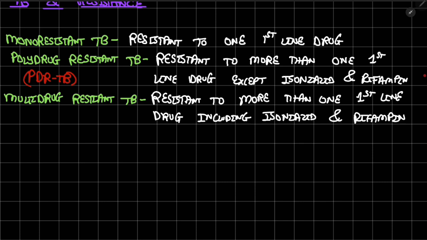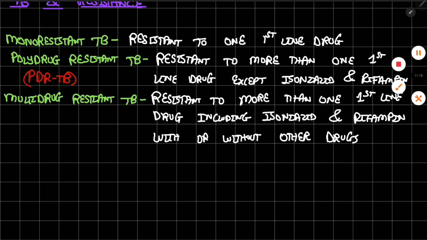Okay, so resistance to more than one first line drug including isoniazid and rifampin, with or without other drugs. The compulsory drugs to be included in resistance are isoniazid and rifampin, and it can include other drug resistance or it cannot. So in short form we write it as MDR-TB, which you are familiar with. This was the main difference between polydrug and multi-drug resistance.